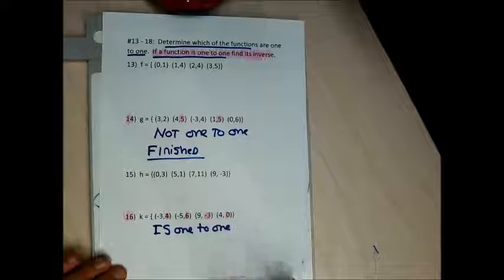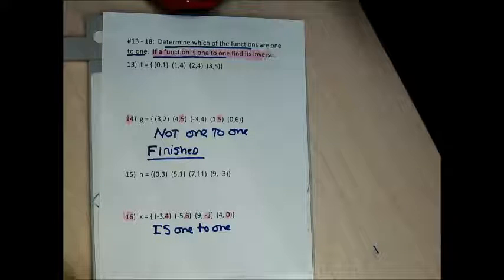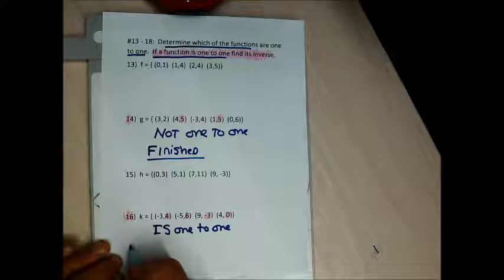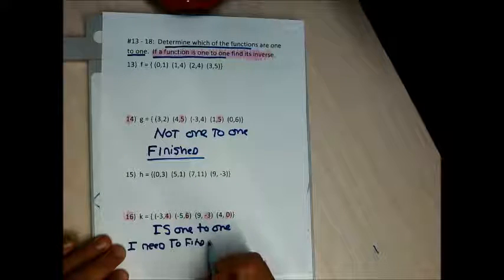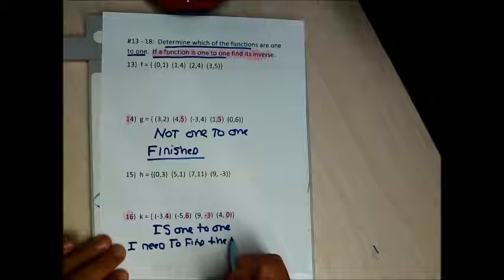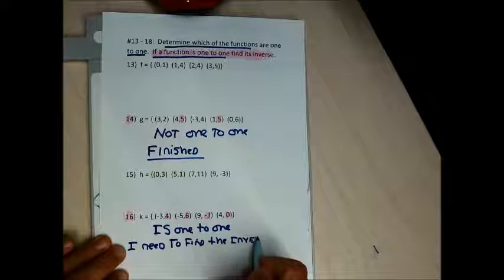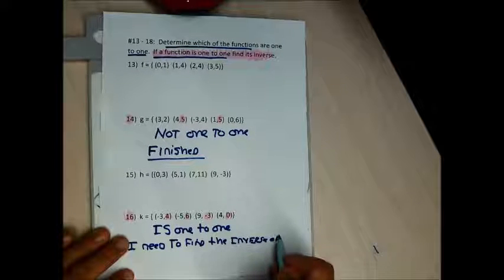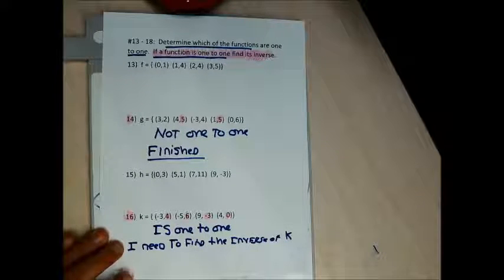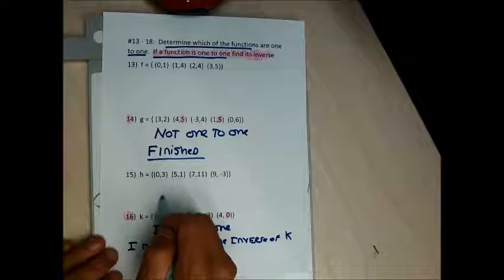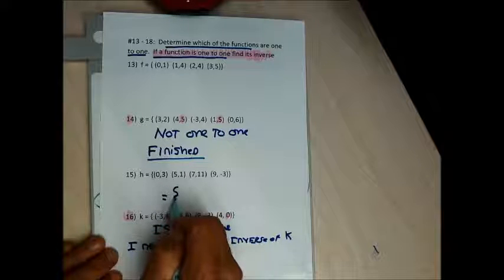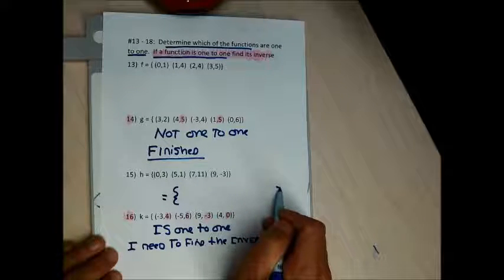16, because I have a 1-to-1 function, I need to find an inverse, and it's super easy to do. So I need to find, because it is 1-to-1, the inverse of k. Super easy to find an inverse, and there's a notation I need to do. The inverse of k is going to be the set of points of k completely reversed.